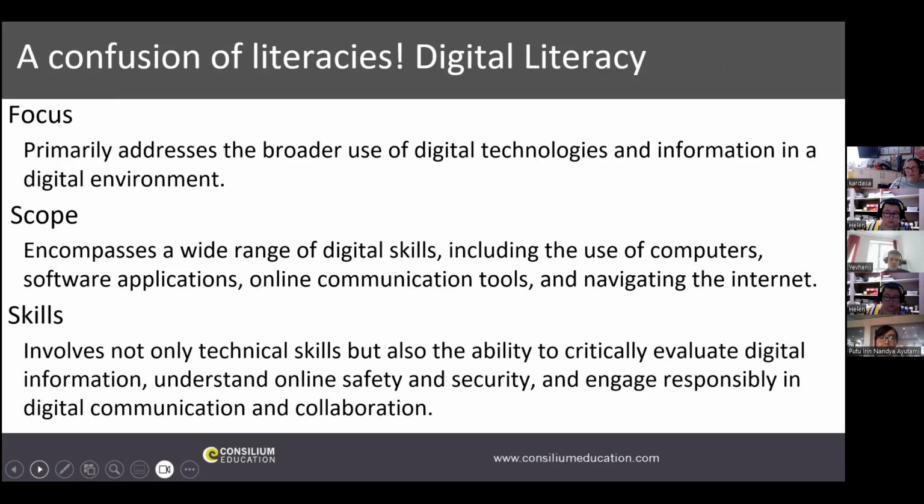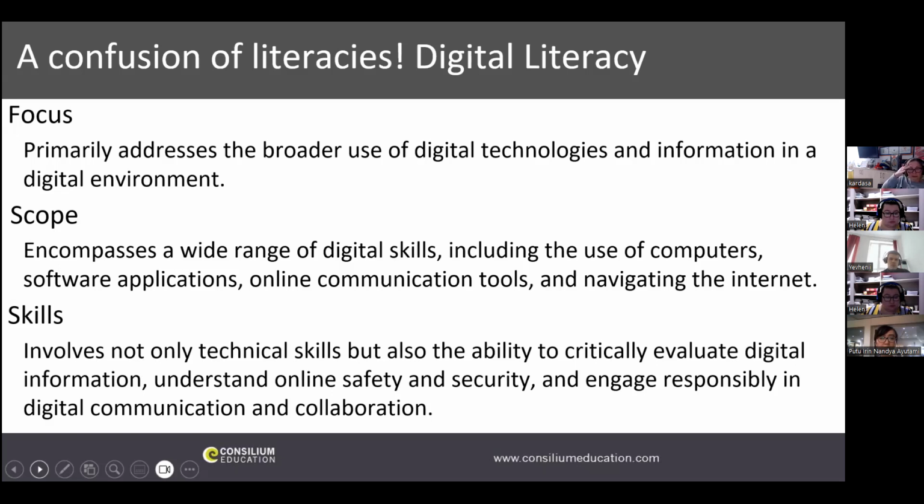So here we go. Digital literacy. Yes, maybe a confusion of literacies. So for digital literacy, I'm seeing the primary focus addressing the broader use of digital technologies and information in a digital environment.